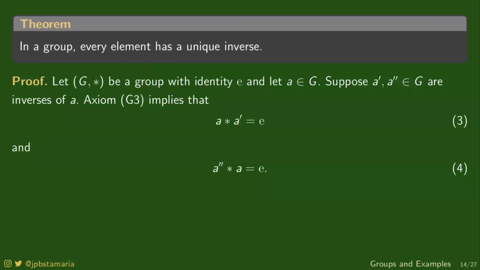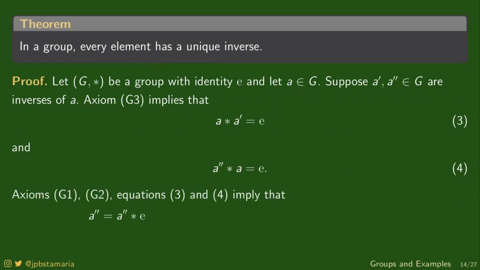Ano mangyayari ngayon? What will happen next? We wanted to prove what? What do we want to have in the end of the proof? Very good. We wanted to have the equality A prime equals A double prime because that will prove uniqueness. Okay? So how do we have that?